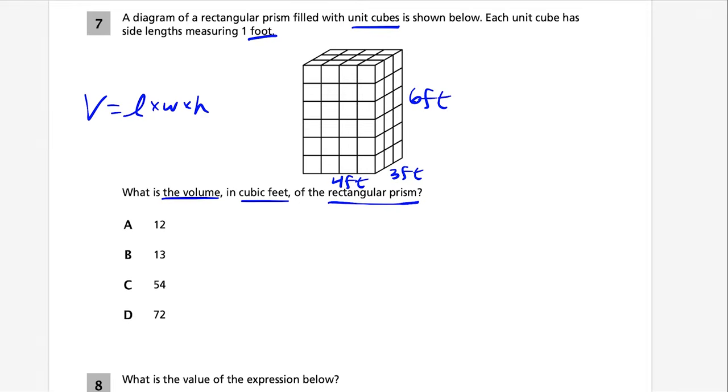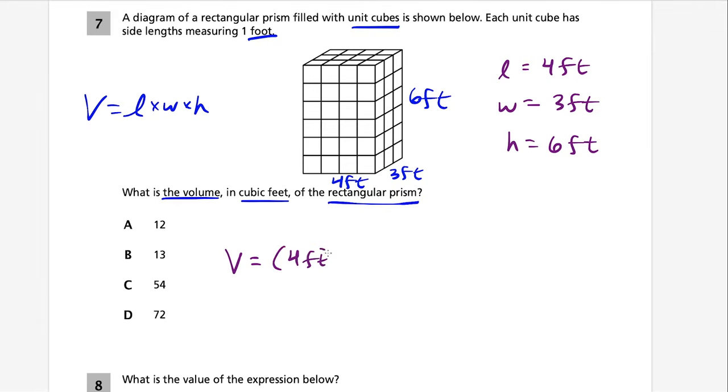So now if you define each of these here, we have the length is, let's say, equal to 4 feet. The width going back is 3 feet, and the height is equal to 6 feet. And this order is forgiving because when we multiply all of these together, the order in which you multiply doesn't matter because multiplication is commutative. So now we just multiply these together. We have 4 feet times 3 feet, and then we're multiplying by 6 feet.